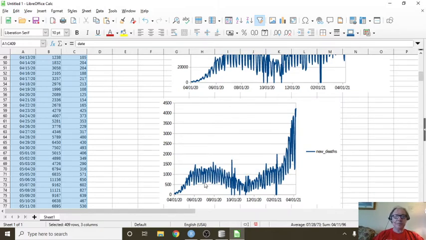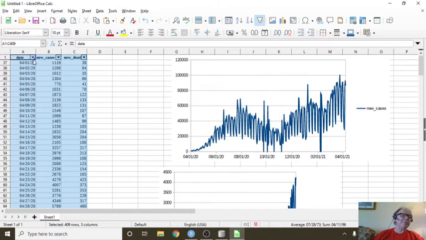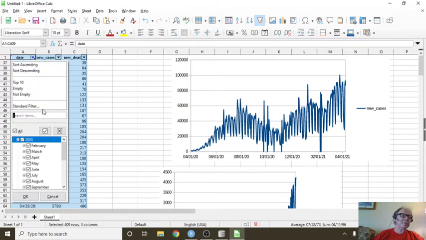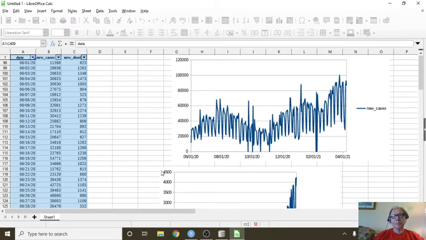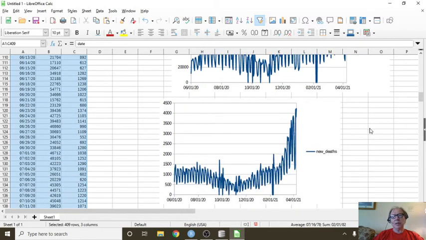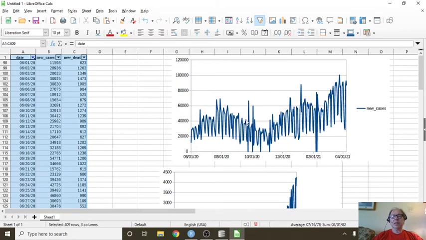Okay, let's bring it down to 6/1 now. Okay, once again, deaths. You can see there is a huge surge up here in deaths on a daily basis, unfortunately.